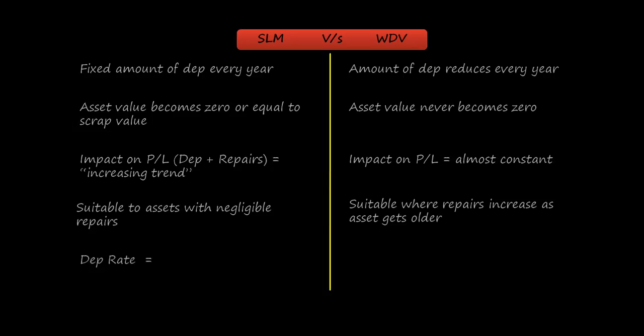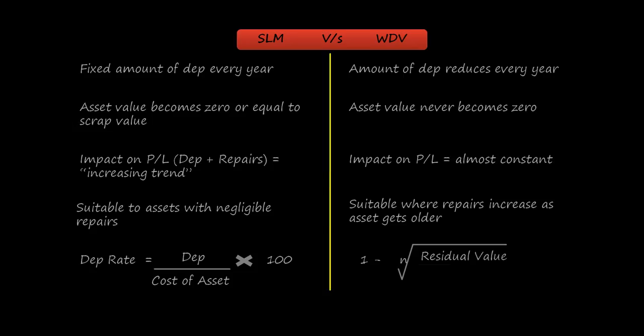Next, the rate of depreciation. We already learned how to calculate the rate of depreciation under the SLM method. It's depreciation divided by cost of asset into 100, whereas the formula for calculation of the rate of depreciation under WDV is 1 minus the nth root of residual value divided by cost of asset.